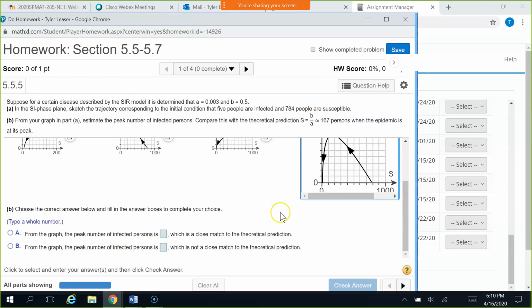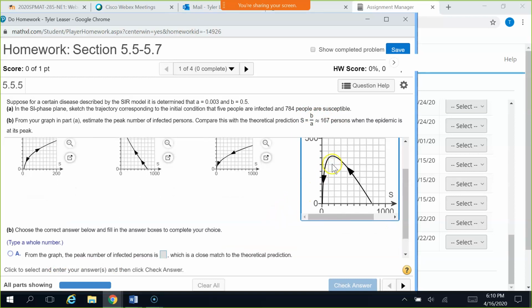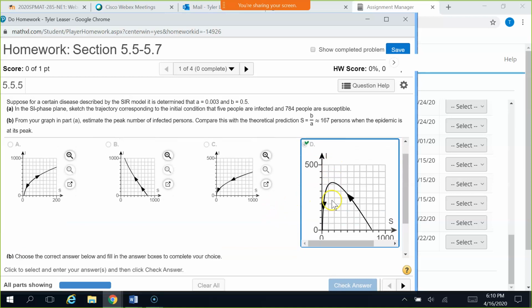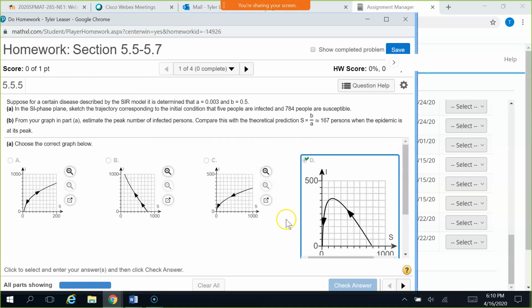But what number do we type in here? Let's see. I think we just have to make an educated guess. It says B over A, so would that be the 0.5 over the 0.003? I think that's the 167. Yeah, that's where the 167 came from.